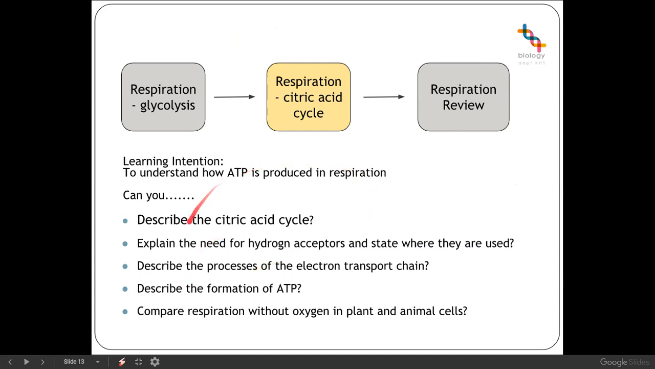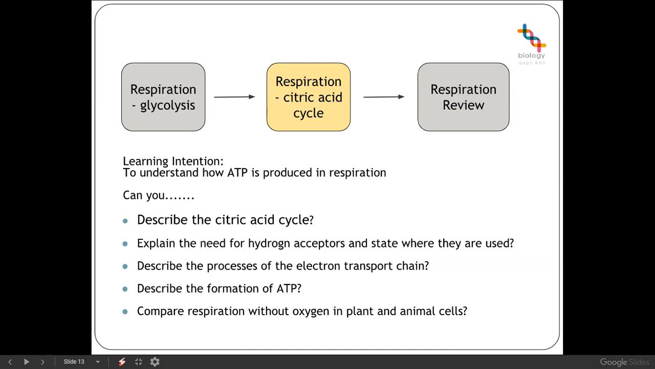So from that, you should be able to describe the citric acid cycle, the fact that we've got pyruvate diffusing from the cytoplasm into the mitochondria. There we release carbon dioxide as a waste, and our molecule acetate binds with the enzyme to form acetyl-CoA. And that acetyl-CoA molecule is going to combine with oxaloacetate to form citrate. And citrate then goes through a series of reactions to be converted back to oxaloacetate. And as it does, we release some carbon as carbon dioxide, and we also release some hydrogen ions, which are carried by the coenzymes NAD and FAD.